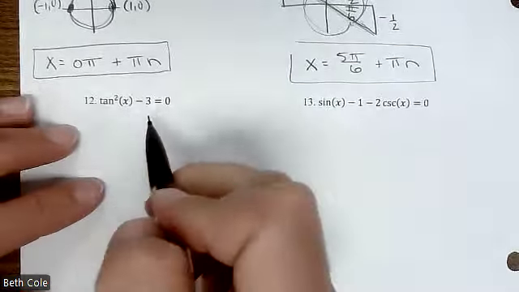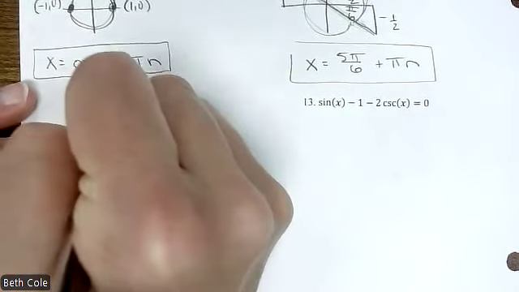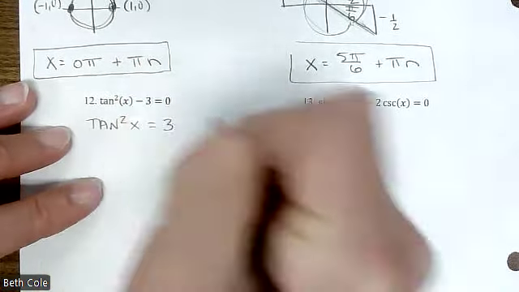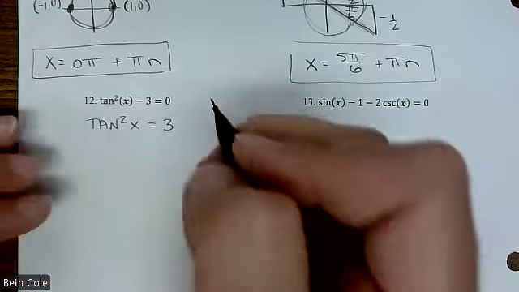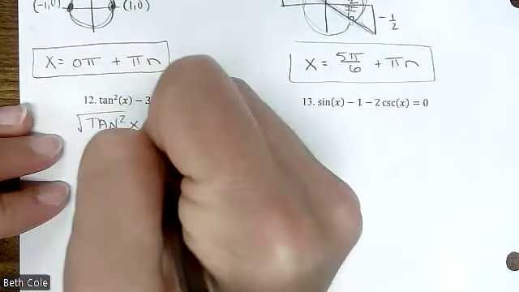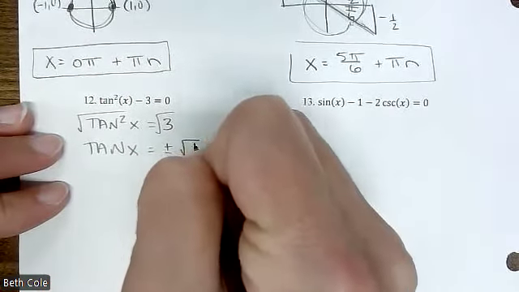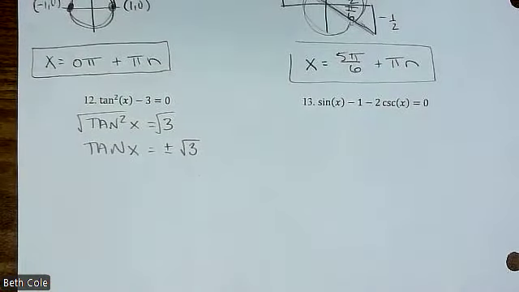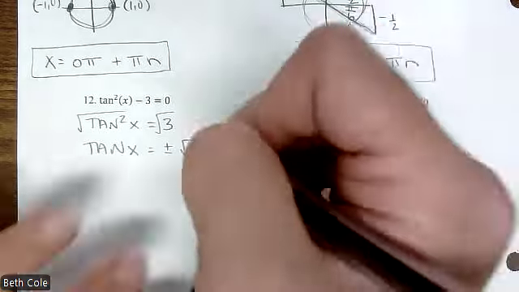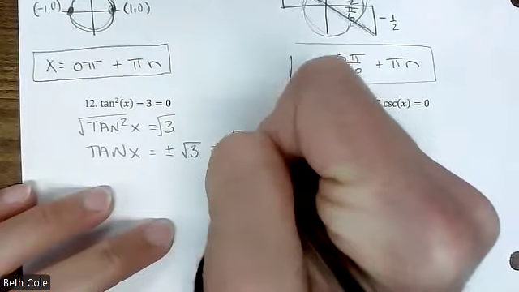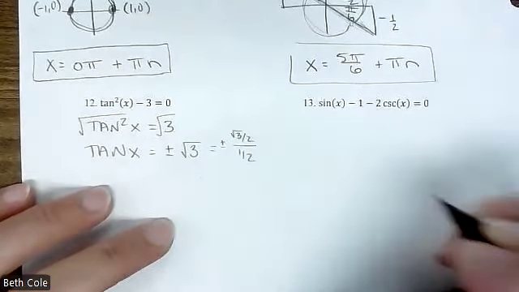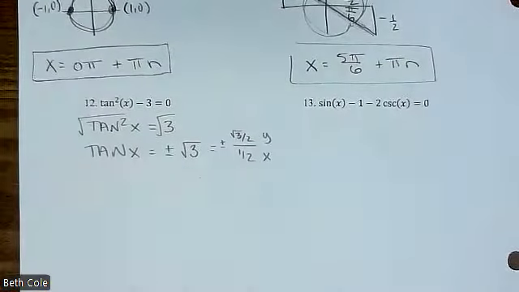Okay, 2 more. You guys are gonna make it. All right, first we're gonna add 3. And then what? How do you get rid of the squared? Okay, so it is plus and minus square root of 3. Which one of these is that? The first one. Good. So it is going to be plus and minus square root of 3 over 2 over a half, and tangent is y over x.